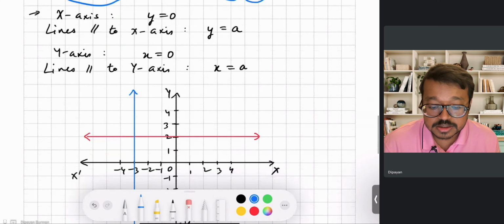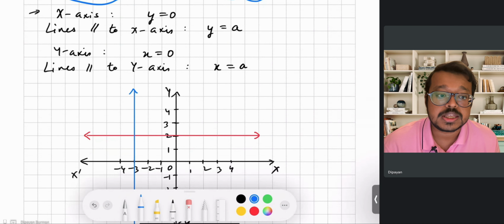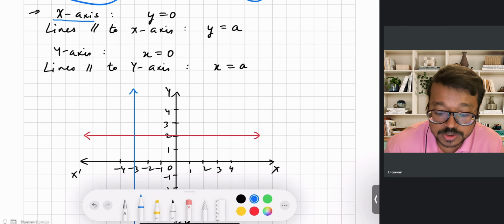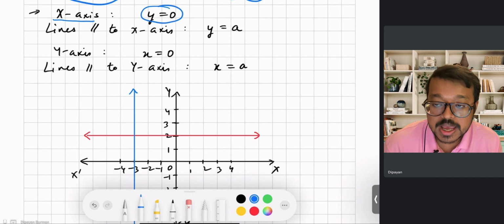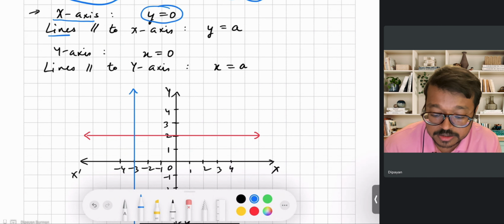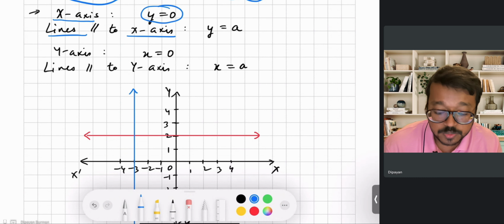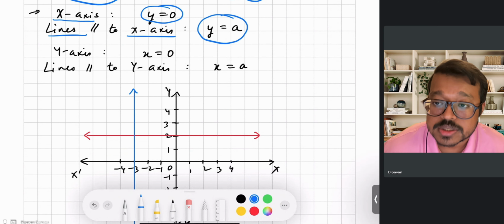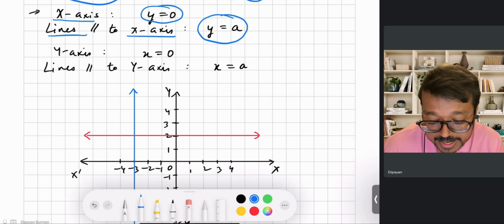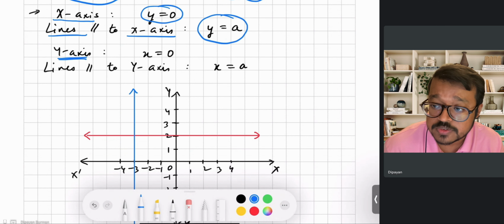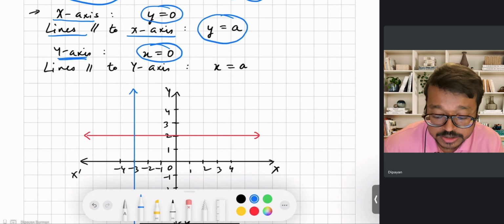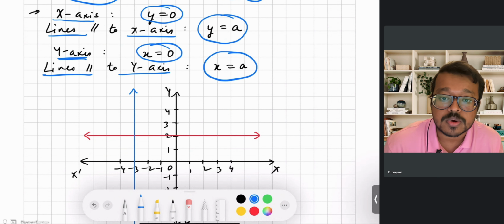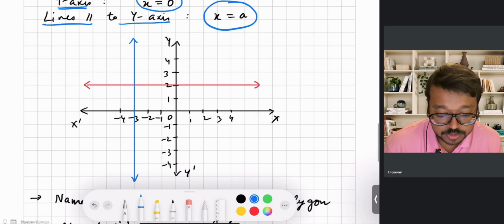Now let us look at the equation of the x and y axis. So x axis is represented by the equation y equals 0, and any line which is parallel to the x axis will have an equation y equals some constant value, y equals a. Now the equation for y axis is x equals 0. So any line parallel to the y axis will have an equation x equals some constant. Let's look at some examples over here.